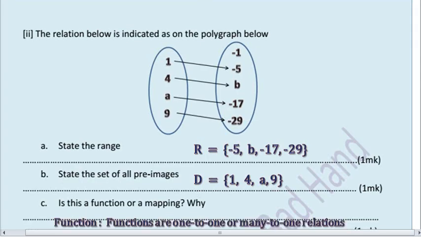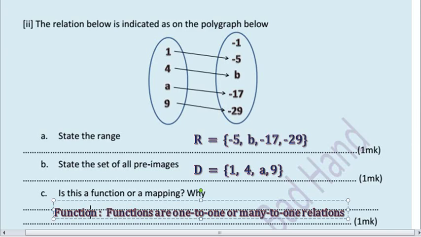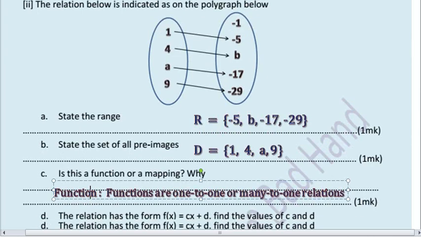Then the next thing, is this a function or a mapping, and why? So here we actually consider this as a function because it is 1-to-1. A relation that is 1-to-1 or many to 1 is a function, otherwise it will be a mapping. We can see that every element here is mapped onto only one element. If one element was mapped to 2 elements, then it will no longer be a function but a mapping.